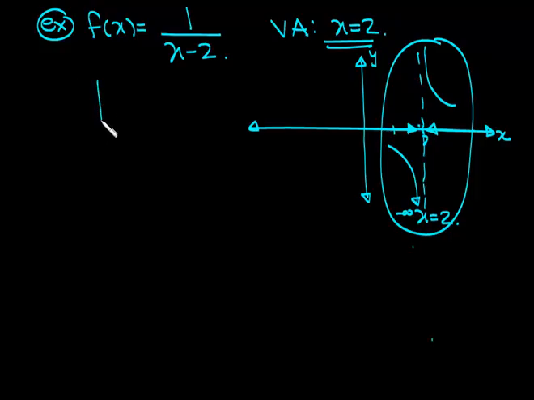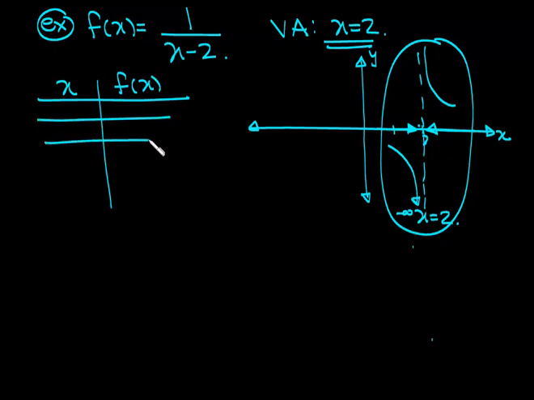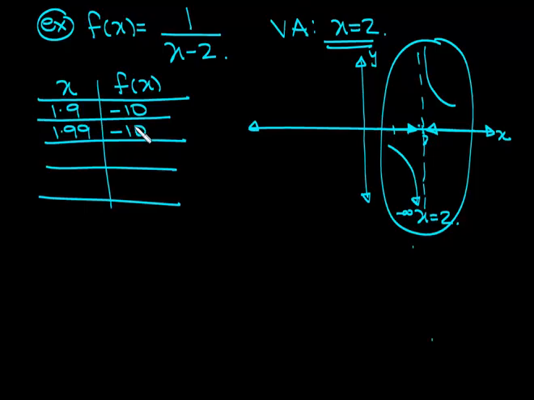Before I go any further, let me go ahead and create that table here just to show you. If this is x, this is f of x. If I pick 1.9, it was a minus 10. If I pick 1.99, it's a minus 100. If I pick 1.999, it's minus 1,000. So you can see the values are getting smaller and smaller as you're approaching 2 from the left.